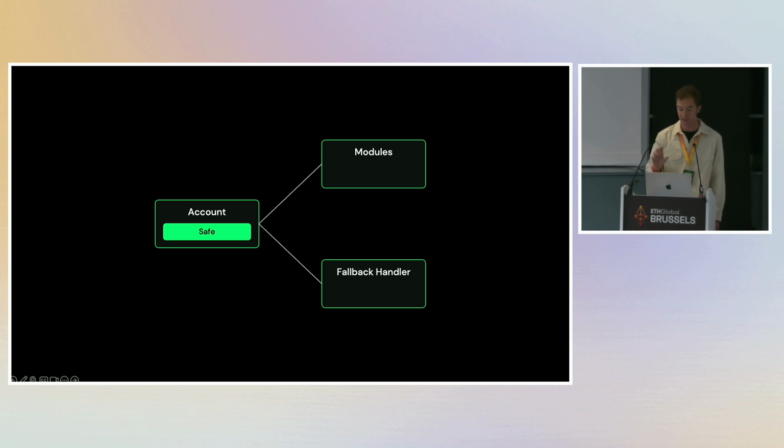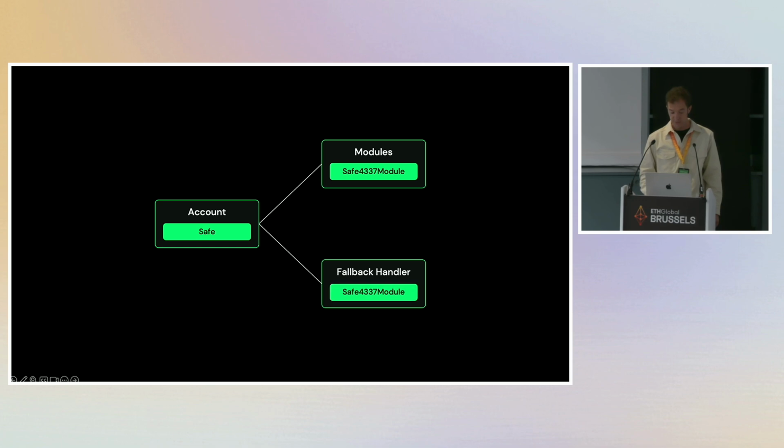Okay. Modules basically allow executing safe transactions with a different way of validating the signatures, so they can have root access. And the fallback handler is a contract that can implement some methods that are not implemented in the core account, but when these methods are called, the account will fall back. So it's a way to add more functionality.